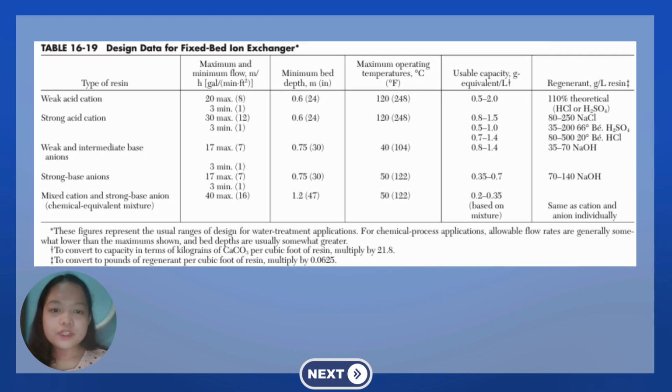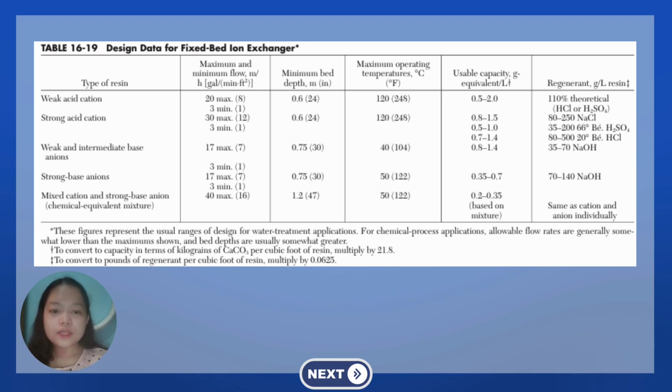May specific din na max operating temperature for each type. Weak and strong acid cations hanggang 120 Celsius o 248 Fahrenheit. Strong base anions hanggang 50 degrees Celsius or 122 Fahrenheit. Kapag lumagpas ka dito, pwedeng masira ang resin or bumaba ang efficiency.